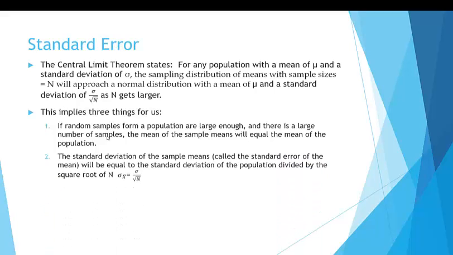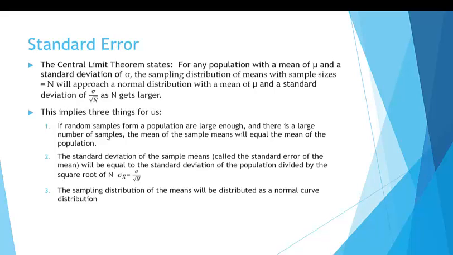Number two, the standard deviation of the samples, called the standard error of the mean, will be equal to the standard deviation of the population divided by the square root of n. We're going to come back to that one. Let's look at the last one. Number three, the sampling distribution of the means will be distributed as a normal curve distribution.